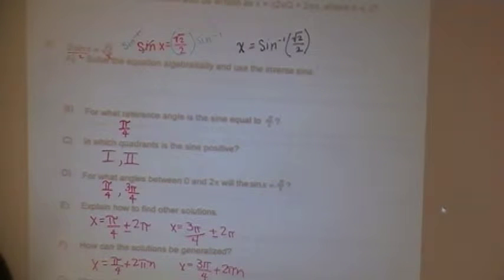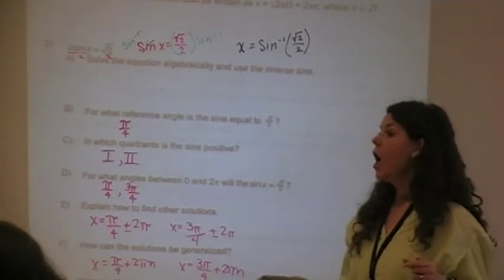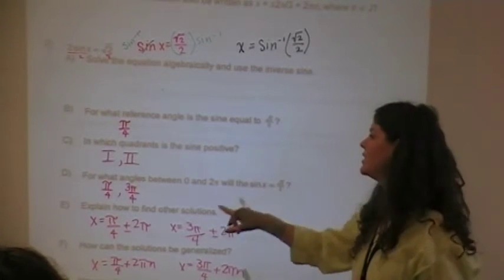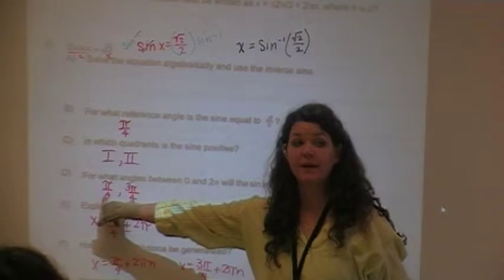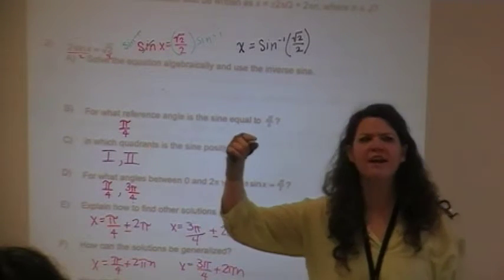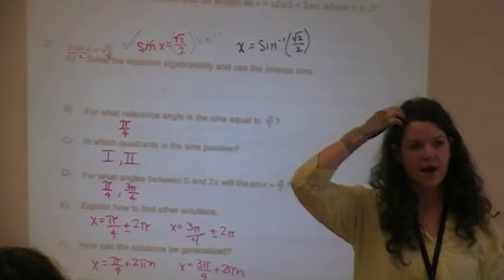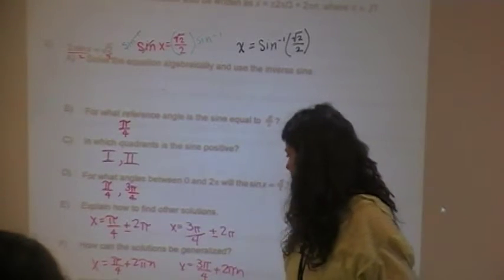Okay, so next question, it's kind of a strange question. Question G: How are the two solutions that you found related by pi? What they really want to know is how far apart are they? 2 pi. Yes, but they wanted to know how far apart are these two. And why are they not 2 pi apart? That's a good question. How far apart are these two answers?